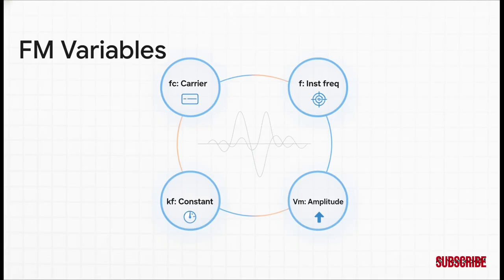F is our target, the instantaneous frequency. FC is our baseline carrier frequency. Then we have KF, the frequency sensitivity constant, which basically dictates how aggressively the system responds. Finally, VM is the peak amplitude of our message signal. Do you see how the frequency sensitivity constant directly interacts with the peak amplitude of our message to create the final wave? It's pretty elegant.